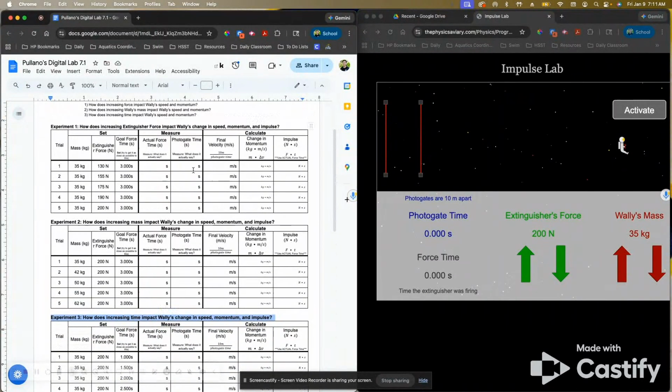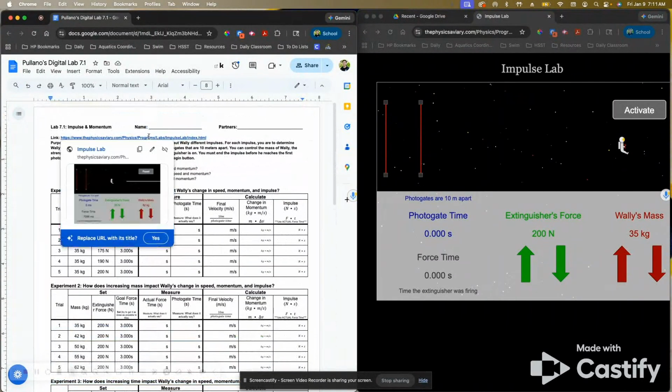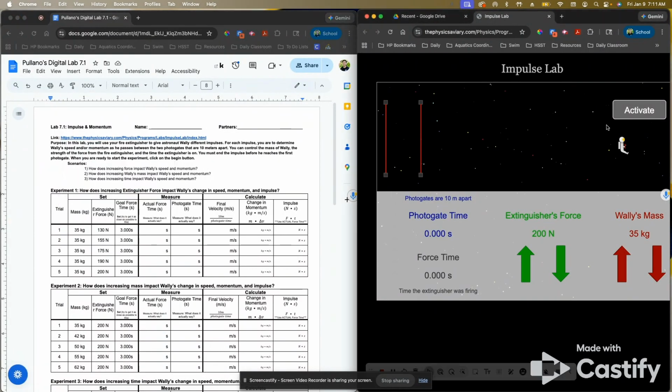Alrighty, folks. So we've got a digital lab today. Basically, you're going to use this link right here. I posted it in Google Classroom, and it pulls up our astronaut friend here. If you've ever seen the movie Wall-E, there's a point in the movie where the robot uses a fire extinguisher. He uses it to kind of guide himself as he travels through space. We're going to do the same thing with our astronaut.